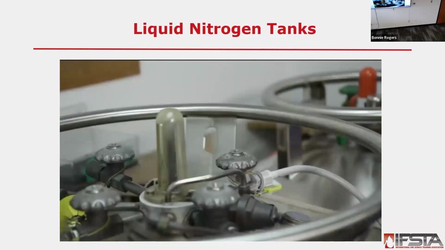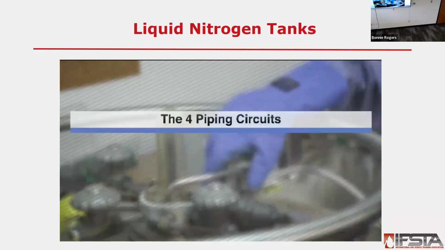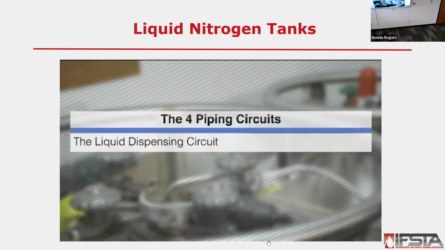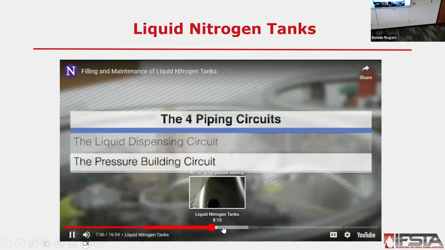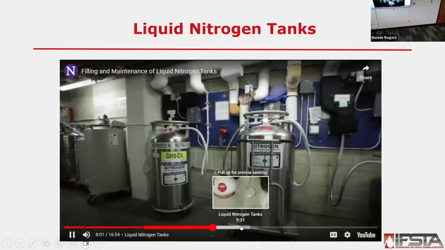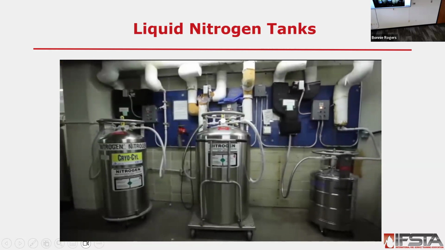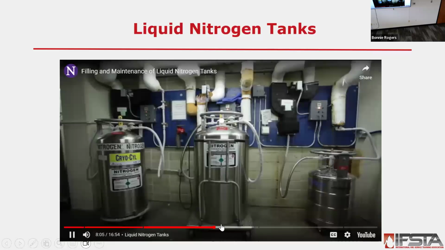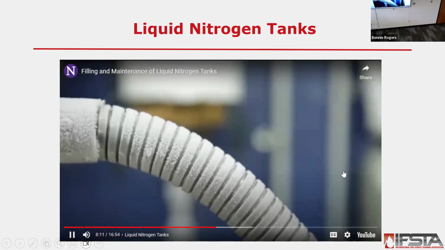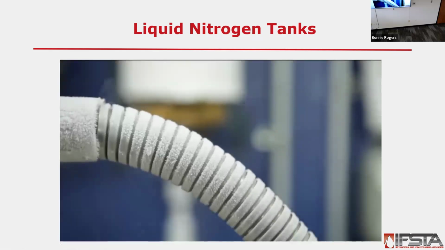Depending on tank style, there may be 4 different piping circuits on a liquid nitrogen tank: the liquid dispensing circuit, the pressure building circuit, the economizer circuit, and the gas use circuit. Consult the tank manufacturer's operating manual and get familiar with the functioning of the regulators, valves, and piping circuits. For dispensing, connect a manufacturer-approved transfer line for liquid nitrogen.